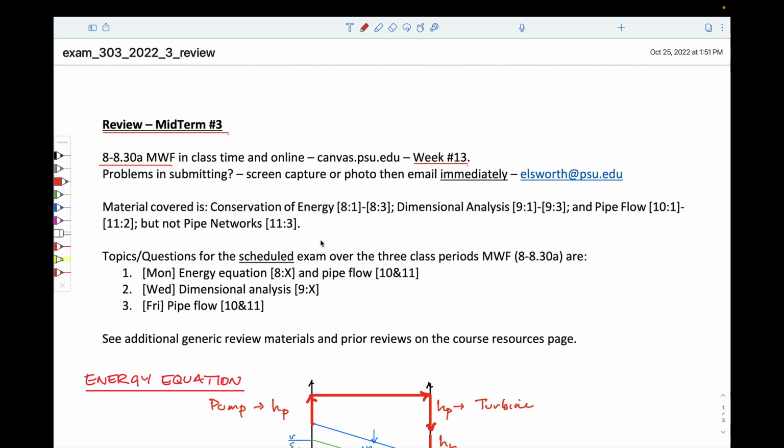Material covered in this third part of the class is what we did in week 8 on conservation of energy, what we did in week 9 in dimensional analysis, and then in weeks 10 and 11 in pipe flow. And it omits the material talked about in the last part of week 11, which is pipe networks, multiple pipes. The 3 individual questions are on Monday, energy equation and pipe flow. There's always a question on dimensional analysis, and that's the middle Wednesday test, and then pipe flow on the Friday.